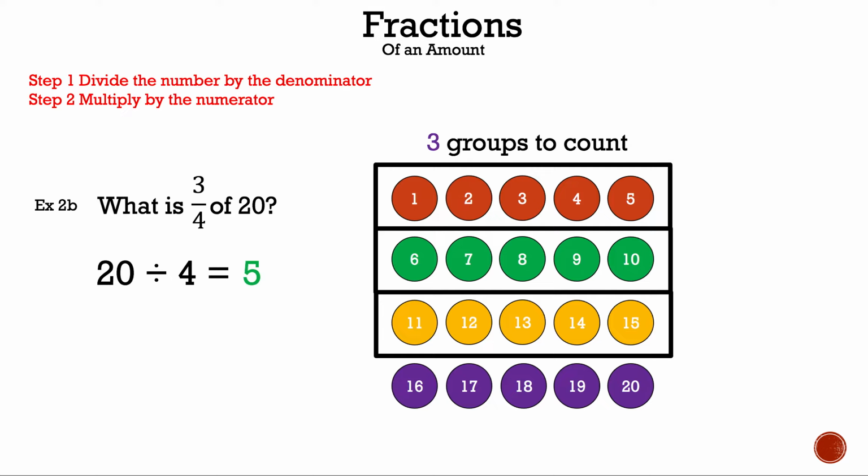Now, how many groups do we need? 3 groups we need to count. So let's multiply by 3 to give us the answer. 5 times 3 is 15. So which is easier, dividing then multiplying, or counting to 15 when you have to draw so many circles? Now let's take a look at example 3.